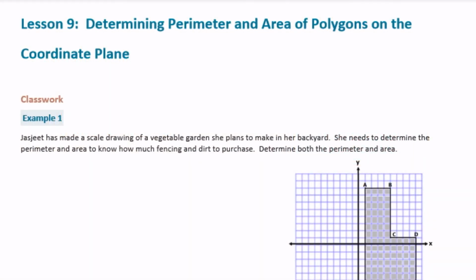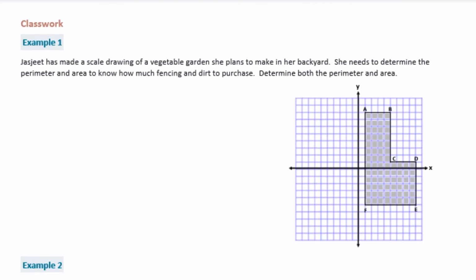6th grade, Module 5, Lesson 9, Classwork. Example 1. Jasjeet has made a scale drawing of a vegetable garden she plans to make in her backyard. She needs to determine the perimeter and area to know how much fencing and dirt to purchase. Determine both the perimeter and the area.